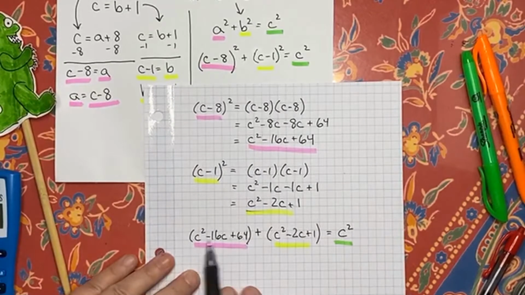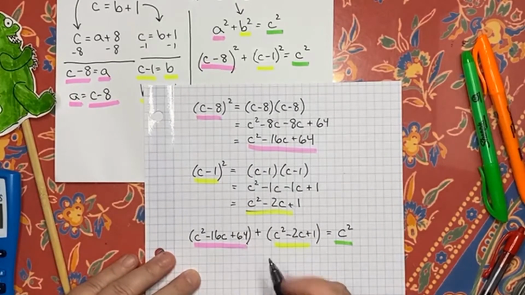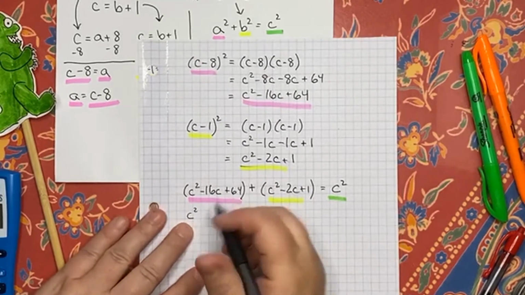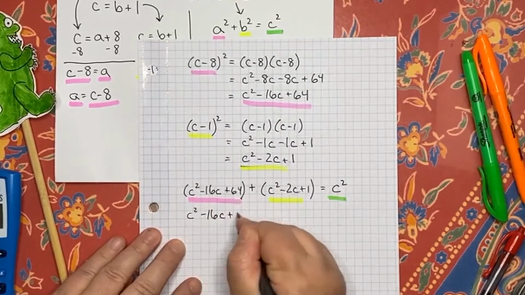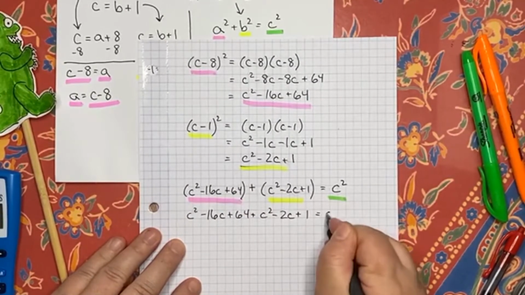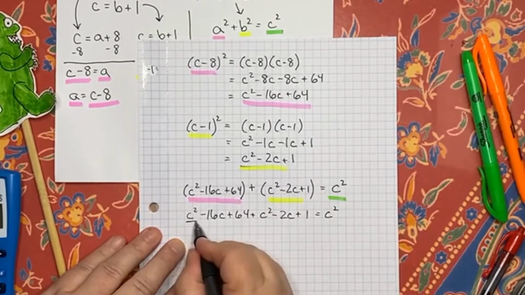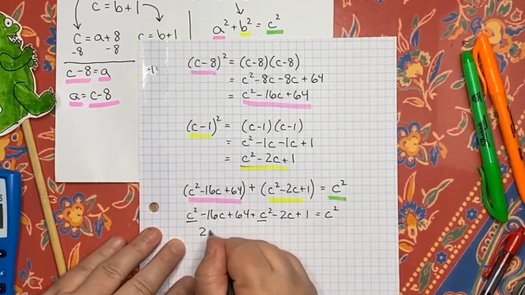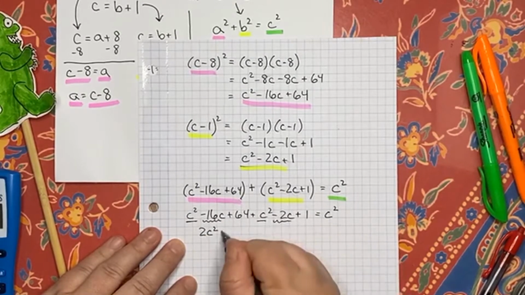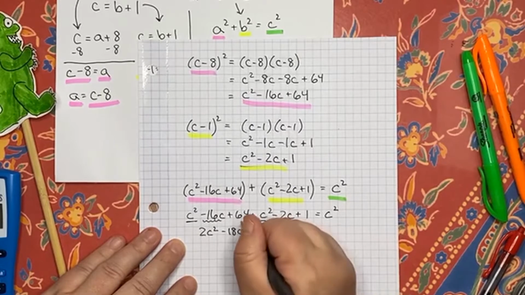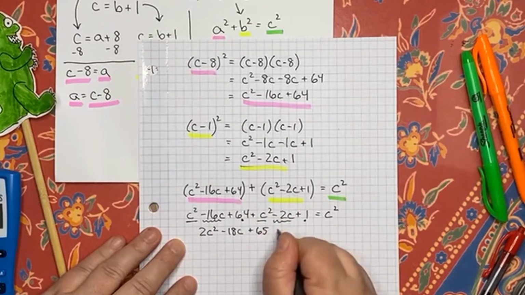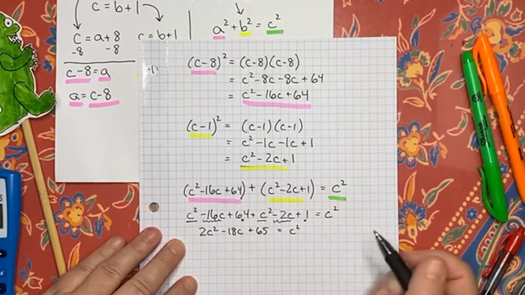I'm going to set this up and I'm going to say, okay, let's see. Oh man, I'm hilarious. Minus 16c plus 64 plus c squared minus 2c plus 1 equals c squared. Okay, so I got c squared plus c squared. Over on the left, I've got 2c squared minus 16c minus 2c, minus 18c, plus 64 plus 1, plus 65, and the whole thing equals c squared.